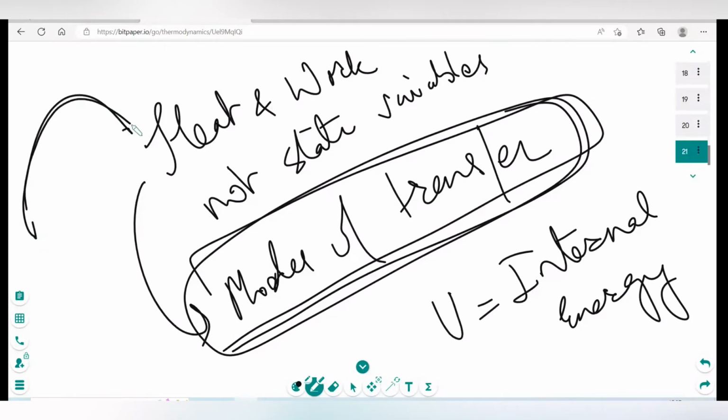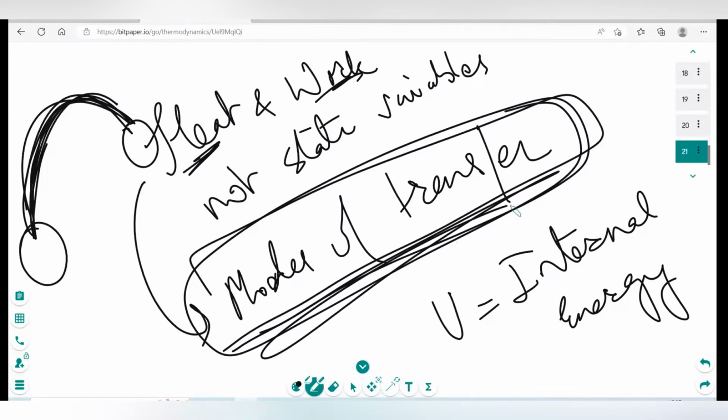But how will this happen? How will you travel from one place to another using a transportation vehicle? Same way, these are also like that. Heat and work are modes of transfer, transferring from here to here. Heat and work are modes of transfer of energy.